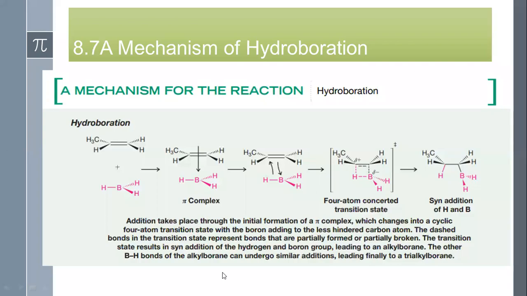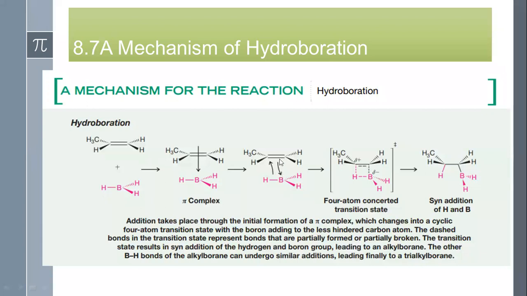Okay, so again, you're looking at the mechanism of the hydroboration process when our borane will be added to our alkene. The first part will be the pi complex formation of your borane and your alkene, due to the same orbital, the same geometry between the alkene and the borane compound. And what you will get here is a 4-atom transition state.